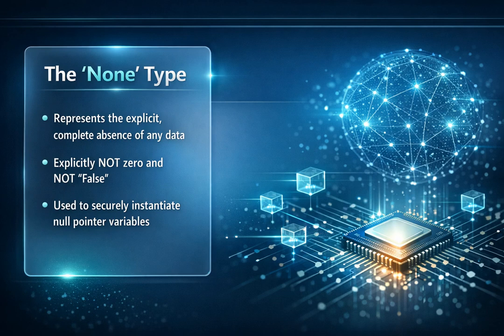The None type represents the absence of a value. It is not the same as 0 or False. None is commonly used when a variable needs to be declared before a value is available, or when a function does not return any result.